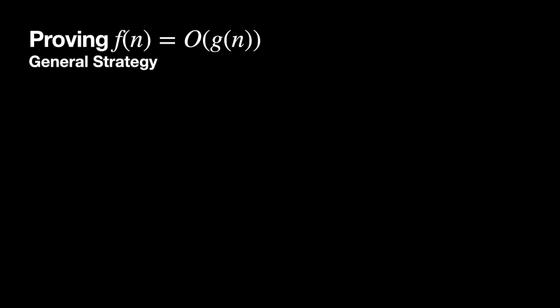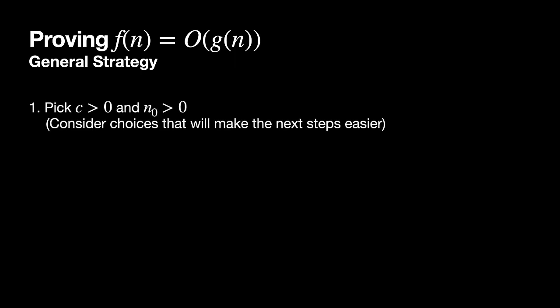So let's look at this from a higher point of view. Let's come up with kind of a general strategy for proving these things. So one of our first steps is to try and pick the multiplier constant and the starting point constant that will make the remaining steps of this problem easier. So these both have to be values greater than 0.